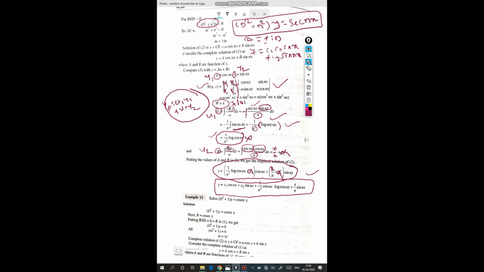One more example that we have here is (D² + 1)y = cosec x. It's similar to this one only. You can see the change: instead of D² + n², the value of n is 1, and instead of sec nx, there is cosec x. So I will say this example is for your self-study. You should go through it and complete it on your own.